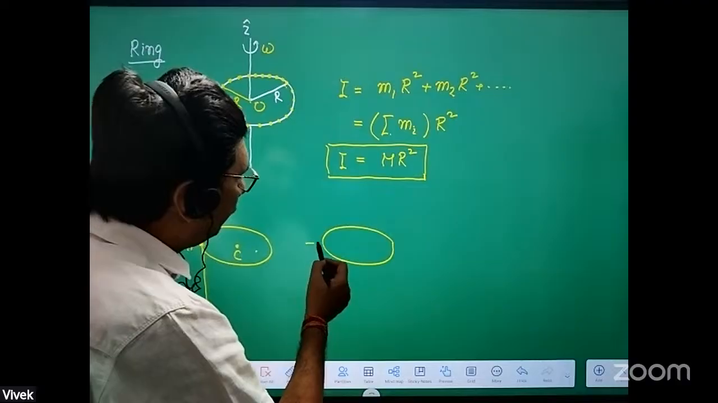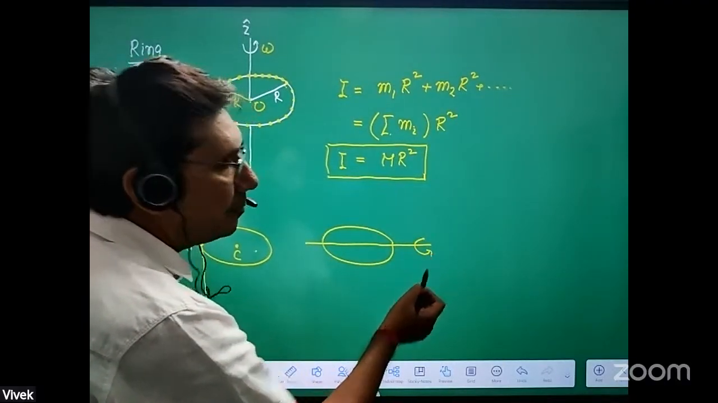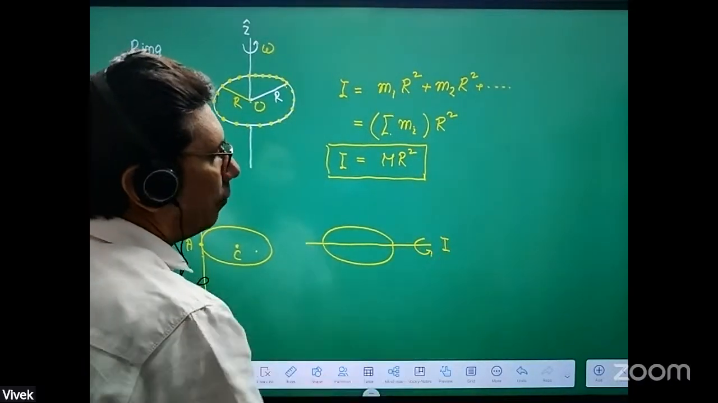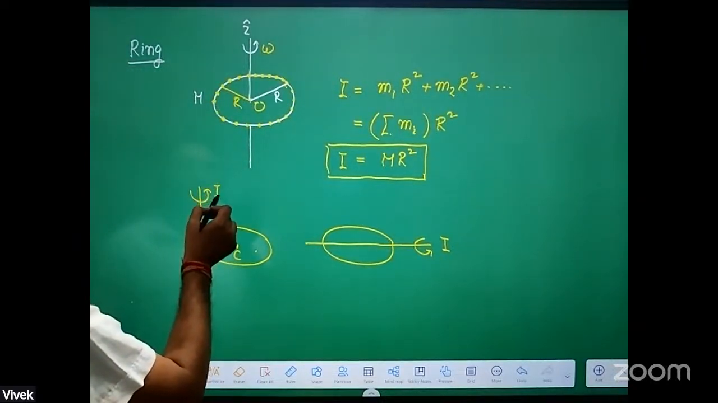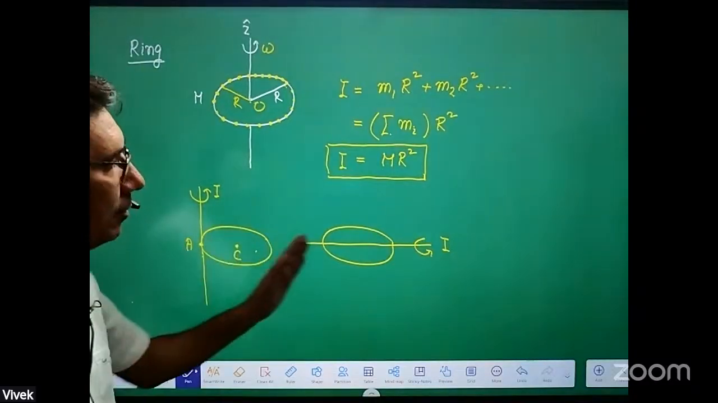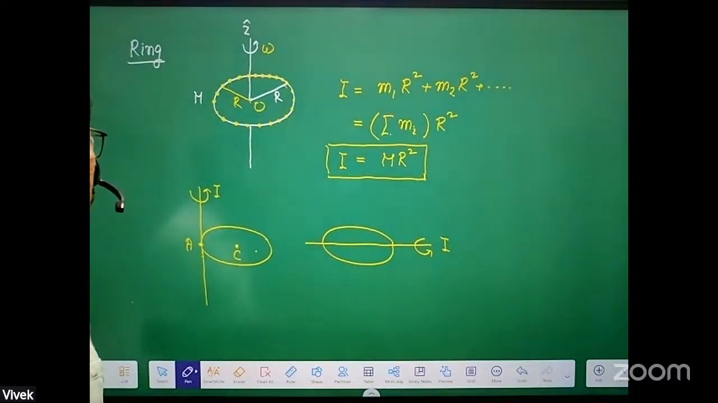that if you are rotating this ring about this axis, then what will be the moment of inertia? If you are rotating like this, what will be the moment of inertia? This is my objective. I want to find out the moment of inertia in this situation and in this situation. Okay. Similar case may be for the disk.